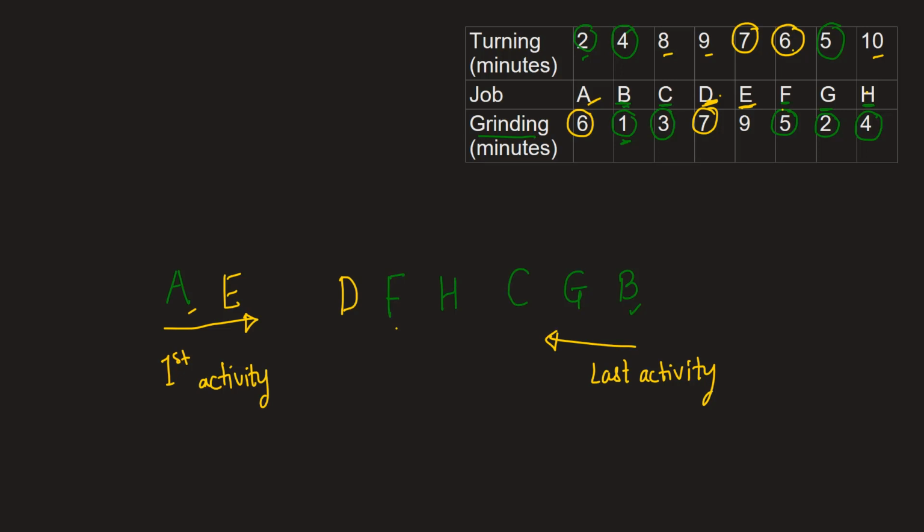A, E, D, F, H, C, G, B. Let me just revise. Step 1 is you have to start marking with the minimum time required. If the minimum time required is for the second or the last activity in the sequence given, then you have to place it last. And if it's for the first activity in the sequence given, you have to place it first, and just go on arranging the jobs depending upon the time taken and the activity, whether it is first or last. Let's go back and mark this sequence, the correct option.